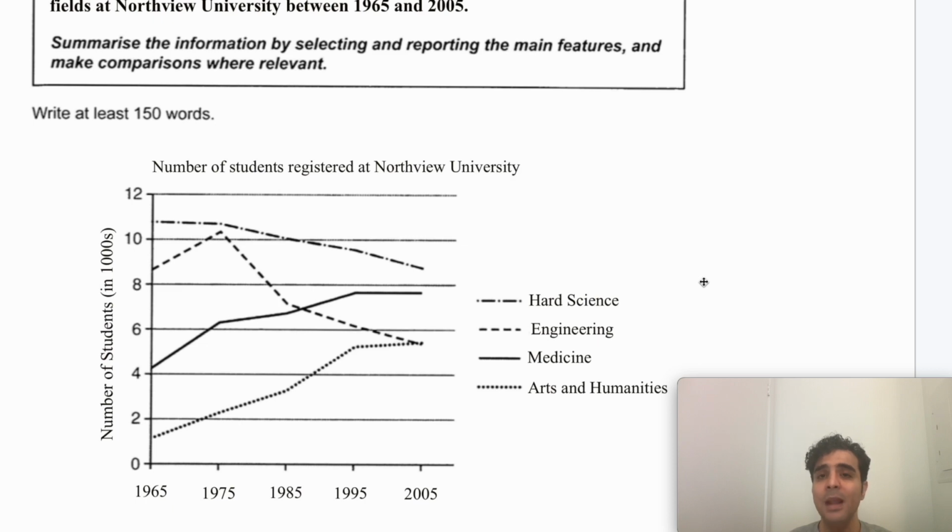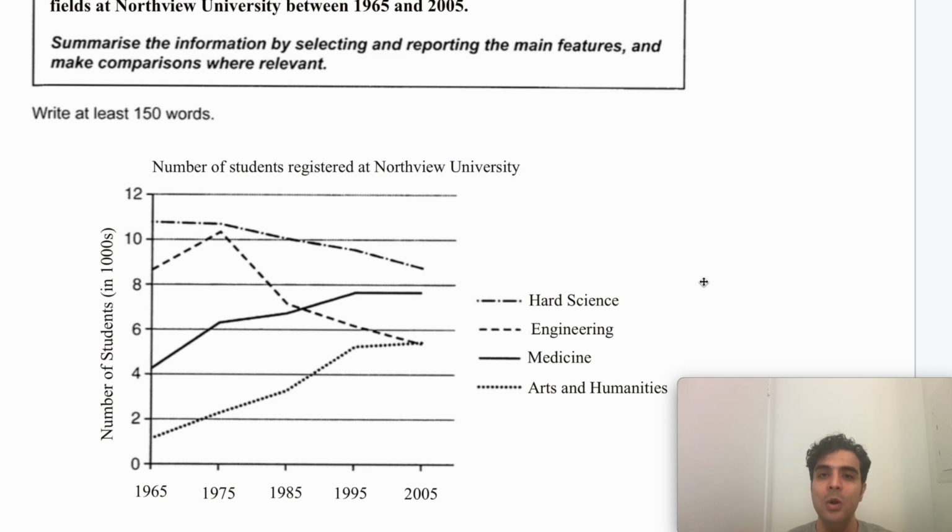Number 1, how can I divide this information into 2 or 3 parts? Well, how many variables do I have? I have 4: hard sciences, engineering, medicine, arts, and humanities. I have 4 variables, so I can't write 1 paragraph for each variable, because if I do that, I'll end up with 4 paragraphs, and I can't. Remember? Because it'll probably result in a very lengthy response.